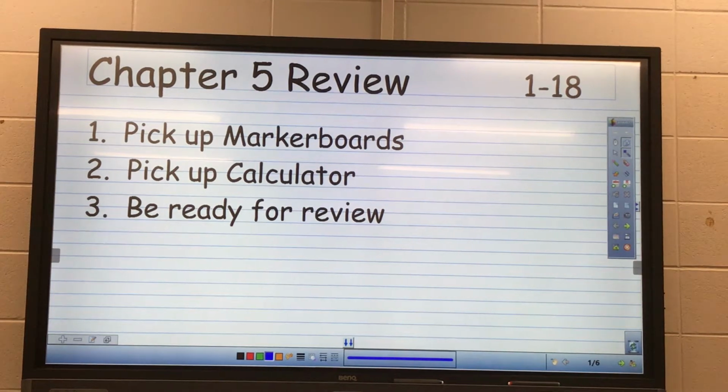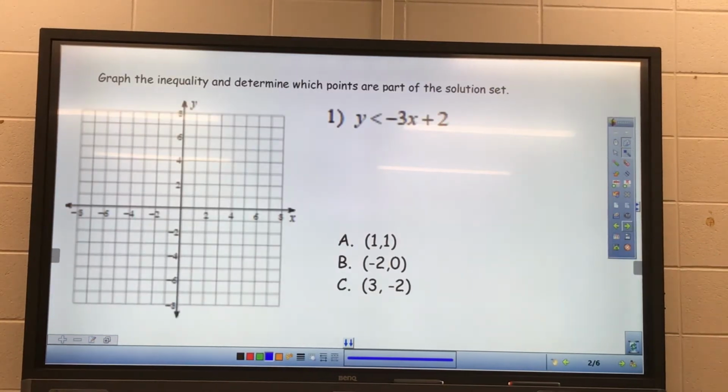All right, we're going to do some problems that are similar to what's going to be on your quiz here today. Each of these problems, like this first one, is going to ask you to graph the inequality, and then you need to determine which ordered pairs, which points are part of the solution set. So, someone please pause the video and give students 3 minutes to complete this first problem.